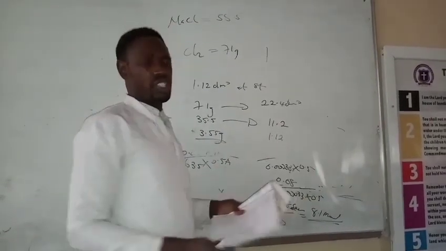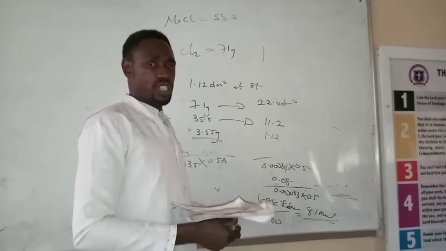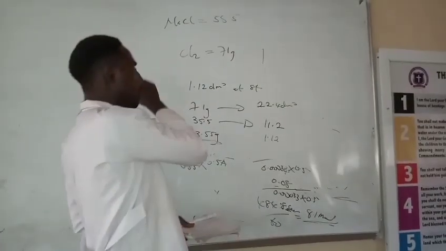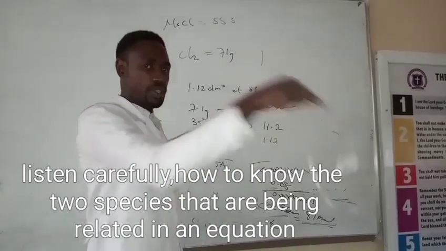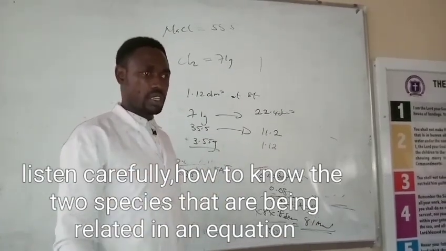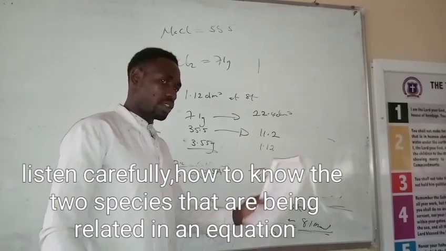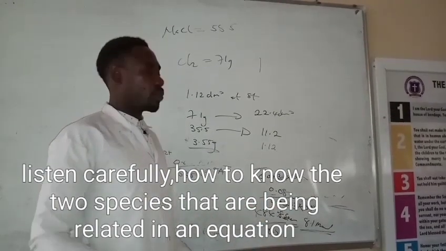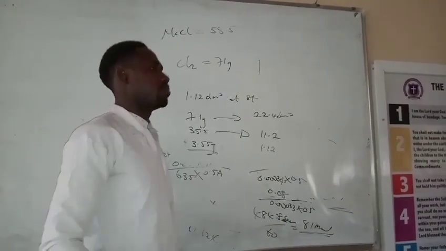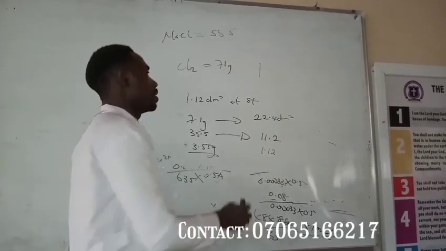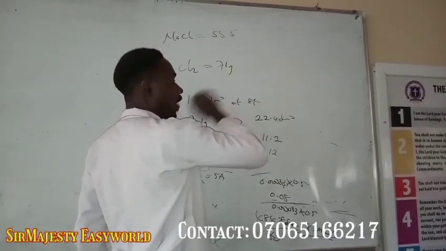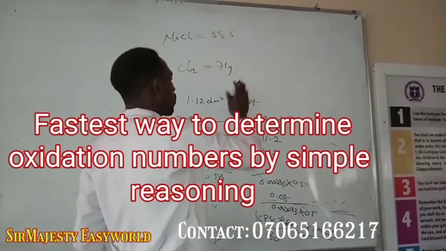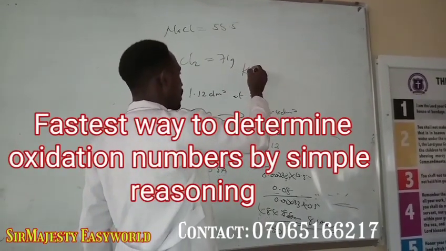Now, how to know species that are related in any equation? You see me use the species. I say they are relating only this and this. The one given to you and the one they are asking you for, these are the two species related. The given one and the one you are calculating for. So with this, you can save more time in examination than wasting it in calculation. Even to find oxidation numbers, you can equally do it without wasting much time.